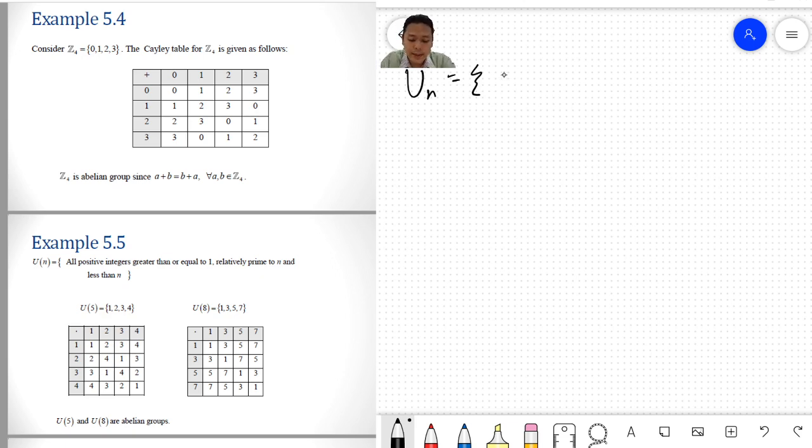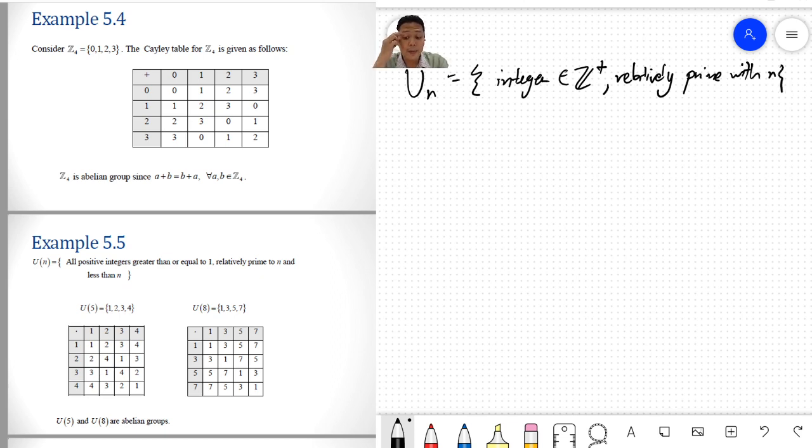So we take any integer which is greater than or equal to 1. You can also define it as a positive integer, but also relatively prime. It means all elements inside there are relatively prime with n. Relatively prime, again we recall, is when the GCD among those two integers is 1.